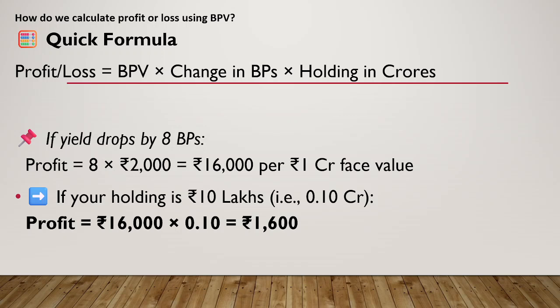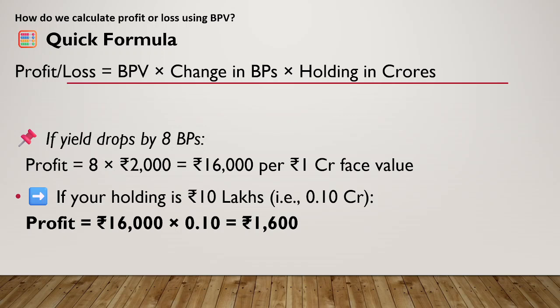How do we calculate profit or loss using BPV? This is where BPV becomes extremely useful. There's a simple formula. Profit or loss equals BPV times change in basis points times holding in crores. So, using the earlier example, if the yield is expected to fall by 8 basis points, and BPV is 2,000 Indian rupees, the profit per 1 Indian rupee crore would be 2,000 Indian rupees times 8 equals 16,000 Indian rupees.